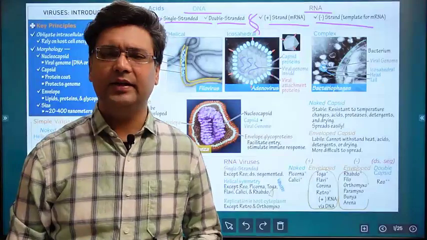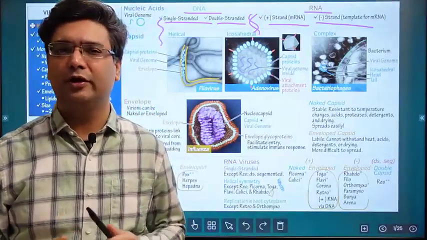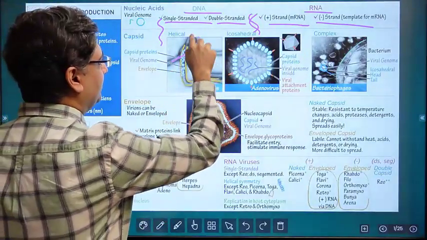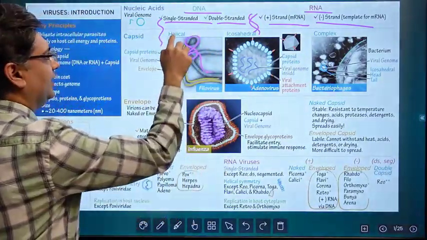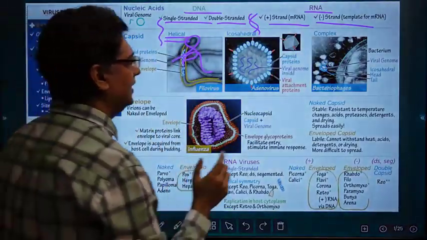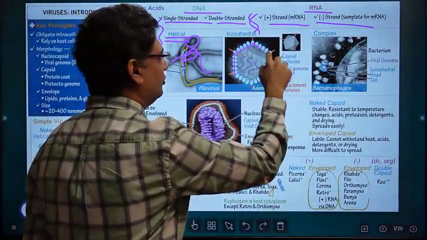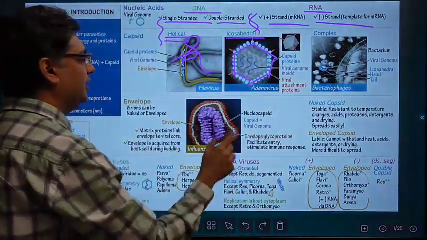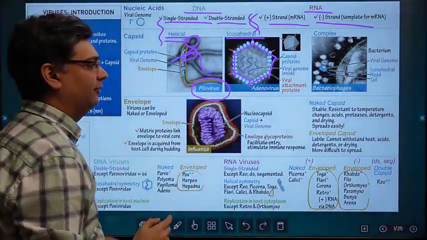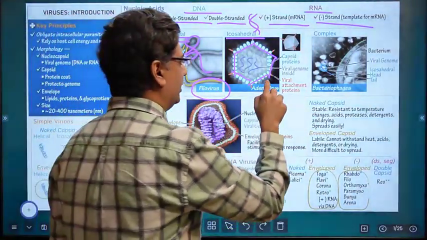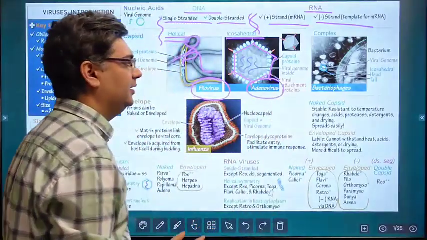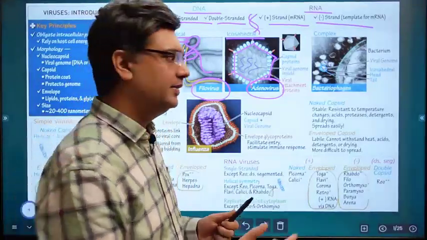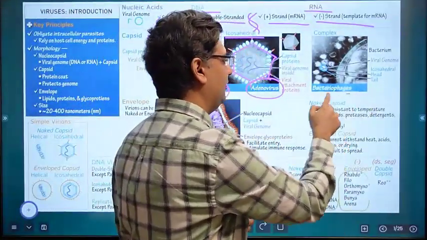Now these viruses can be classified according to their shape as well. If we take a look, sometimes these viruses can be in the form of helices and they are called helical viruses, and sometimes they have this three-dimensional symmetry which is called the icosahedral shape. The classical example of a helical virus is the filovirus family, and the icosahedral virus family can be seen in the adenoviruses. For the complex viruses, the classical example is that of a bacteriophage here.